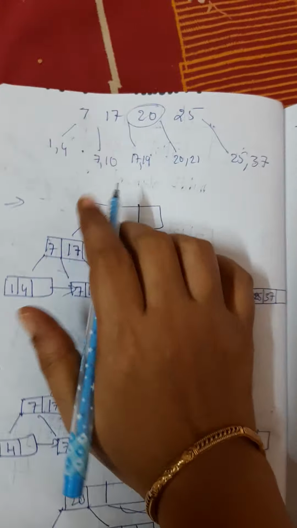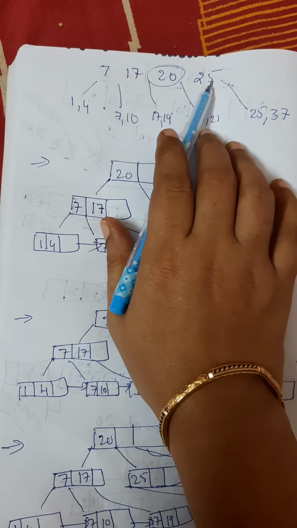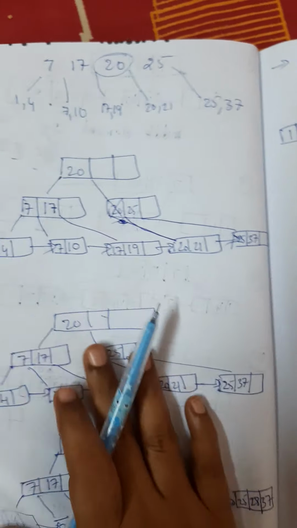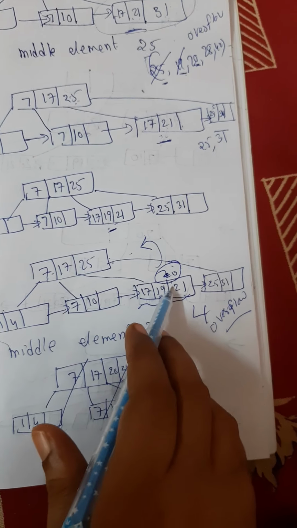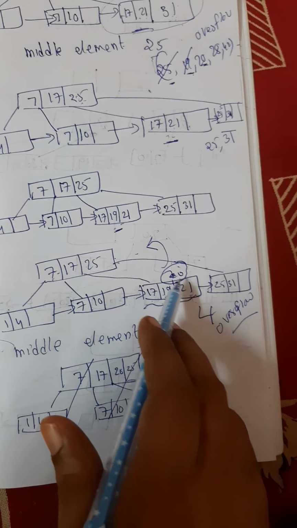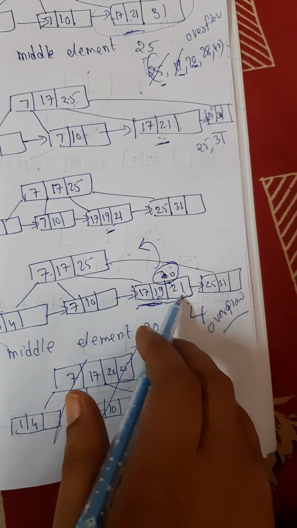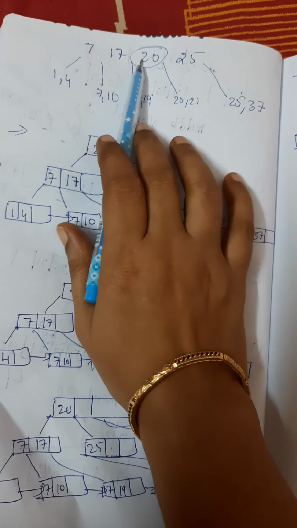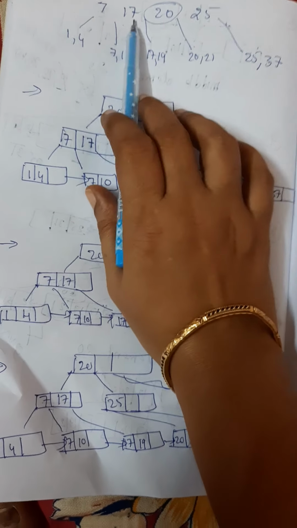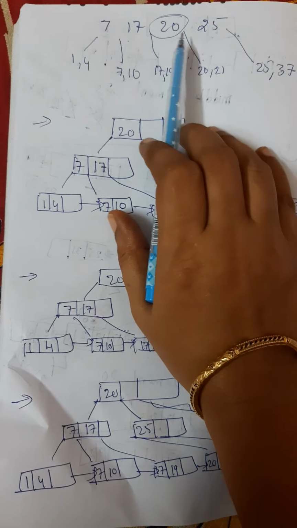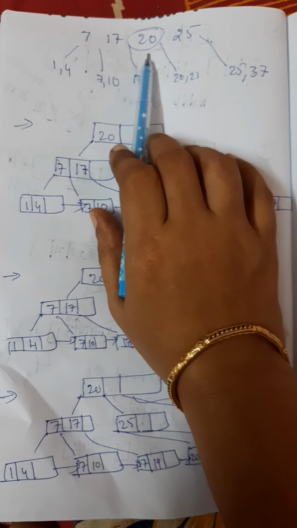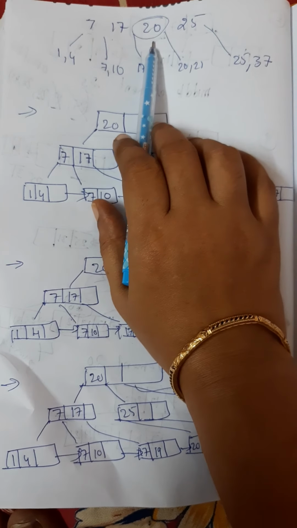So let us see now. This 4 you will get. So when you do this 20, the 20 left will be 17 and 19, and the right will be 20 and 21, and the same as it is. So same thing, I have just drawn here. But here again, how many do you have? 4 you have. Since you have 4, once again you have to select the middle element. So the middle element is 20.